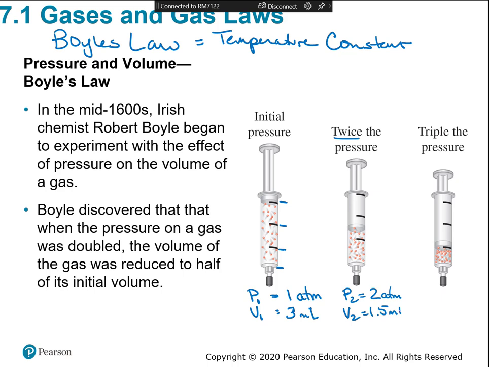Then he pushed down on the syringe 3 times as hard as it was initially. So in this last one, I ended up pushing 3 atmospheres of pressure on the end of the syringe. And now all those little gas molecules are squeezed into what?